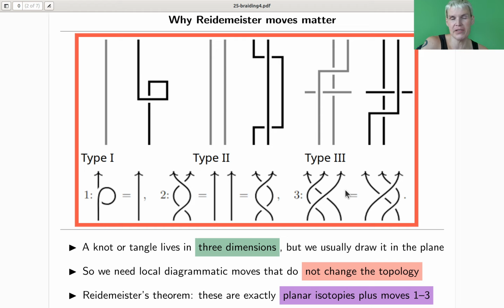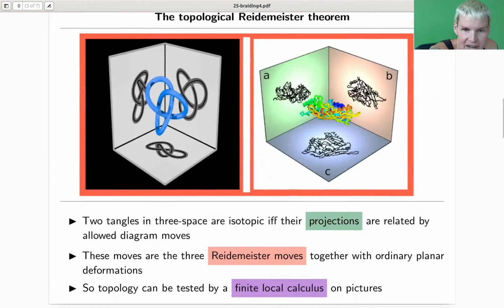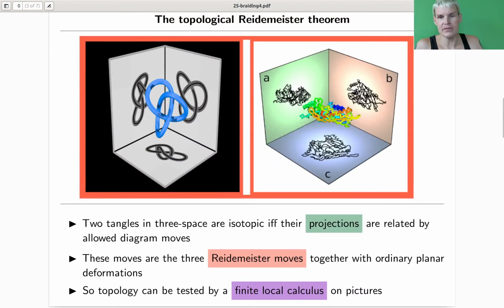The difficult part of the theorem is to prove that there are no other moves, because that these moves hold is almost trivial. You can just pull out your strings and verify that this works, or maybe you can do the mental gymnastics. So the point is the 2 tangles are isotopic, so they're the same, if their projections are related by those moves. And you only ever have those moves. You have more complicated moves built out of those small moves. And these are the Reidemeister moves.